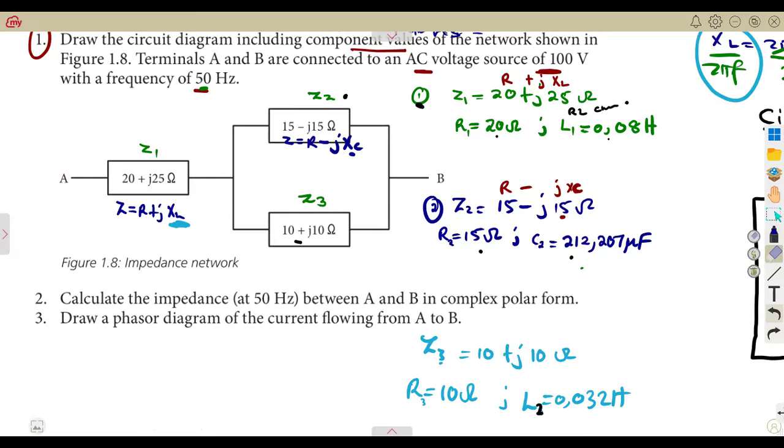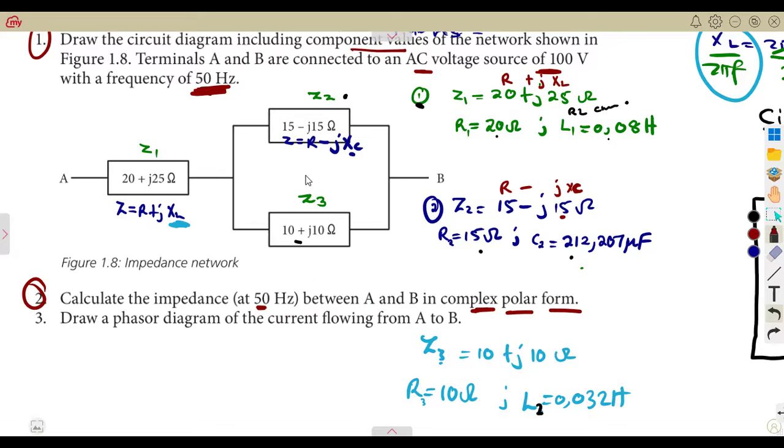All right. Then the other part of our question is 2. We are now asked to calculate the impedance at 50 hertz, meaning still at the same frequency that you're given, between A and B, in complex polar form. The answers are needed in polar form.